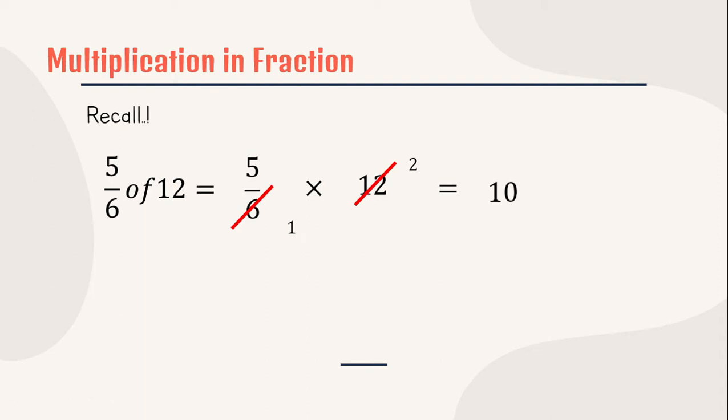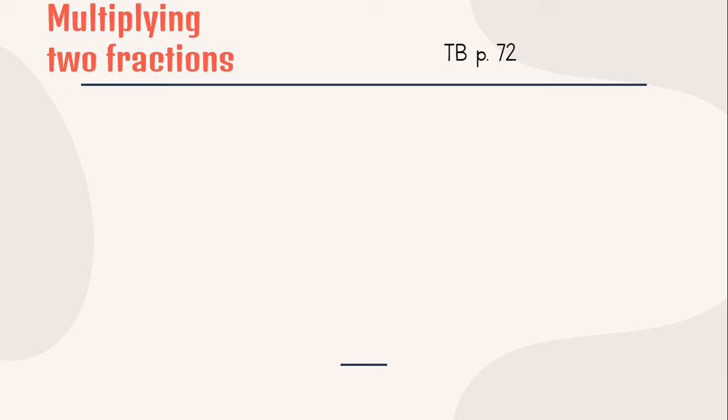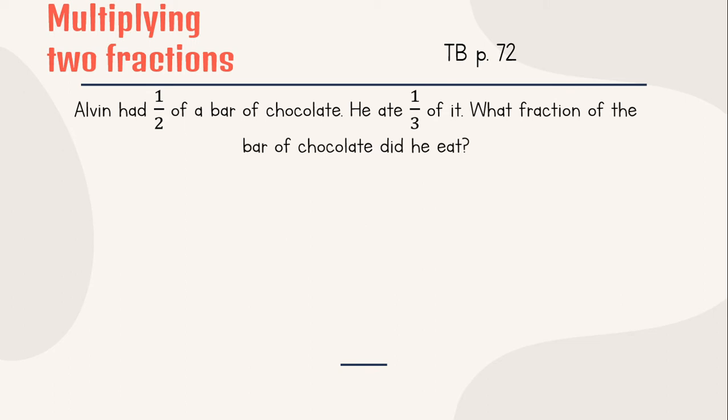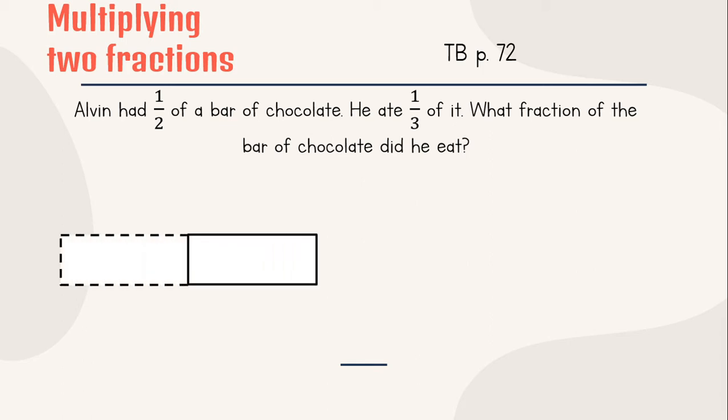So let's get started. Please open up your textbook page 72. This one, you will face this one. Alvin had half of a bar of chocolate. He ate 1/3 of it. What fraction of the bar of chocolate did he eat? So, based on the models, it will be like this. Alvin had 1 per 2. It means that Alvin before had one whole, and now he has half.